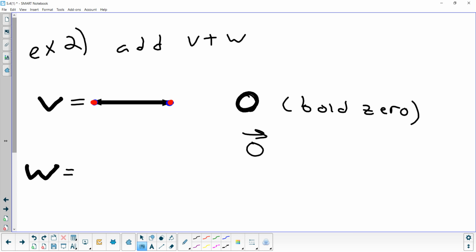The 0 vector, that's the only vector that technically doesn't have a magnitude or a direction, because its initial point and its terminal point are the same. So there's no length to it. And if you have 2 points that are the same, you don't have a direction either. Okay, so the 0 vector, that's kind of a special case.